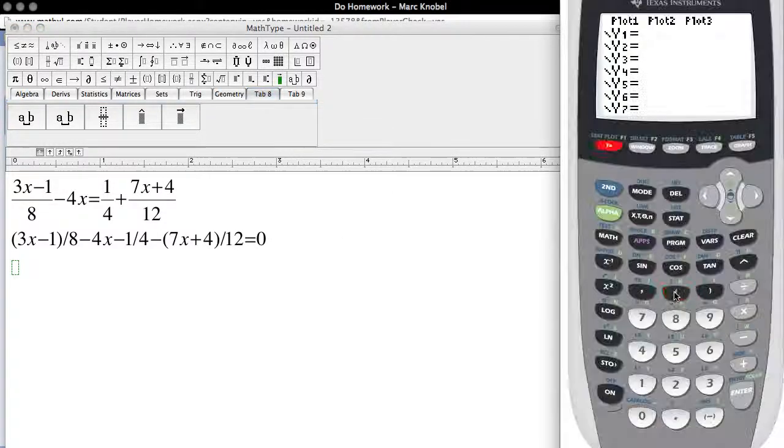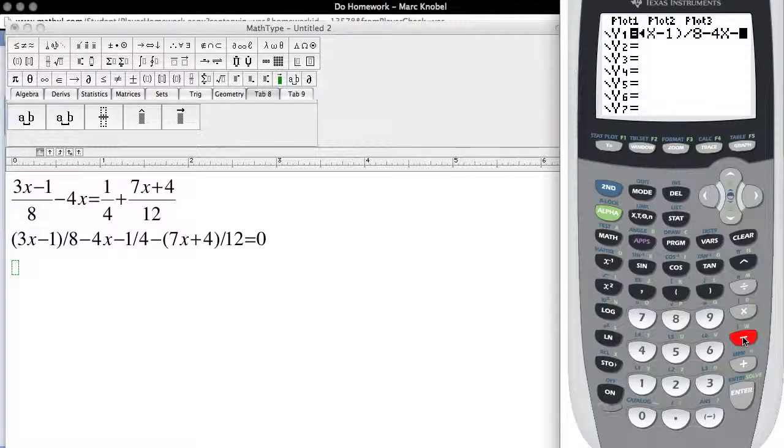So here we go with the parentheses: 3x minus 1 divided by 8. It doesn't matter which side you set equal to 0. I just decided to set the right side equal to 0. You could have easily brought the other two terms over from the left side and set the left side equal to 0 and then graphed whatever is on the right. So it's up to you which side you set equal to 0. Now minus 4x.